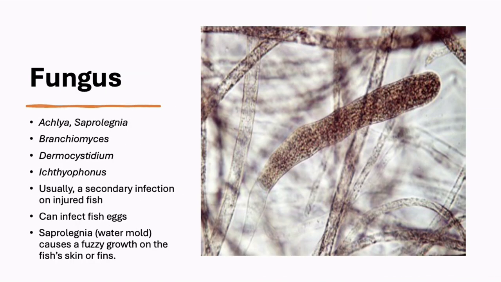Moving on to fungus, there's a variety of different fungal infections that can occur in fish. The most common we see are Achlya or Saprolegnia, which are the water molds. Those are the little fuzzy growths that occur on injuries or damage to the fish's skin. You'll see them on the bottom of the aquarium on uneaten food, for example, that drops down to the bottom. And if you leave it there for a couple of days, mold will start growing on it. That's that type of fungus.